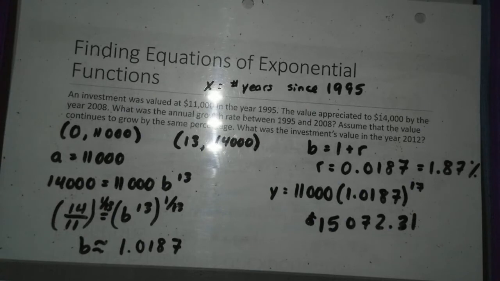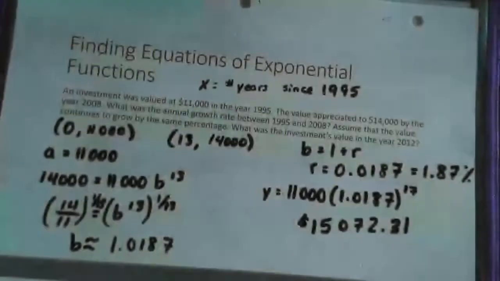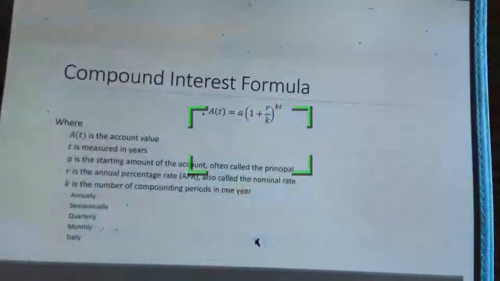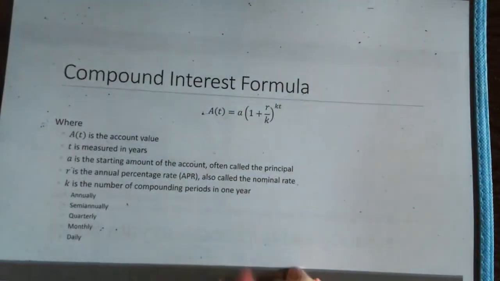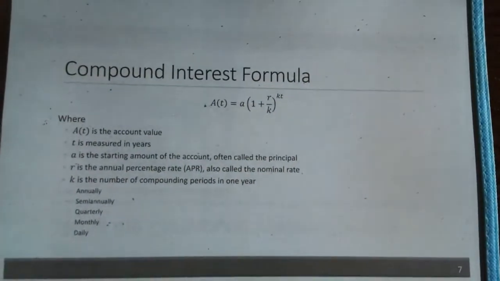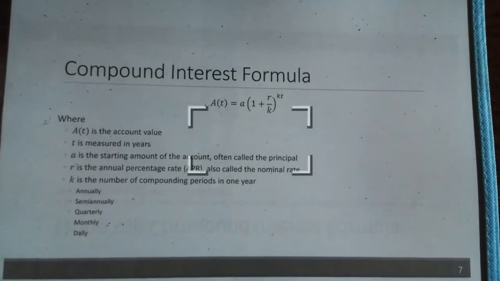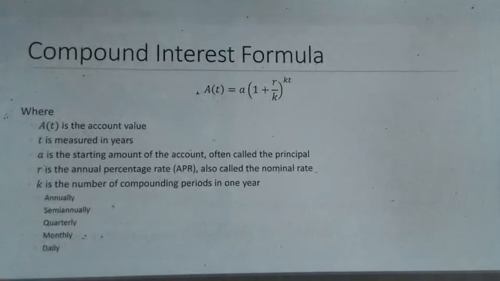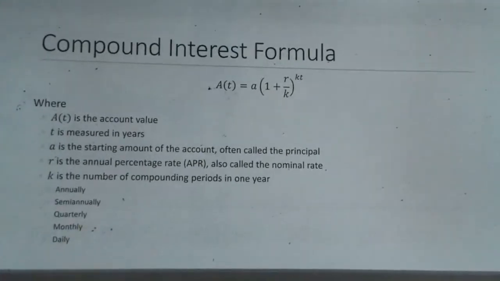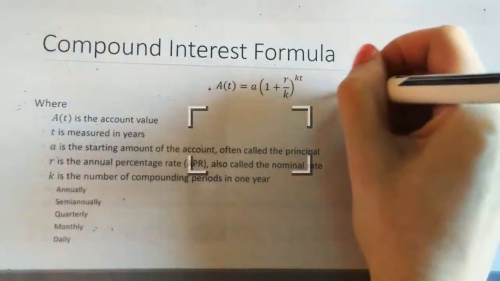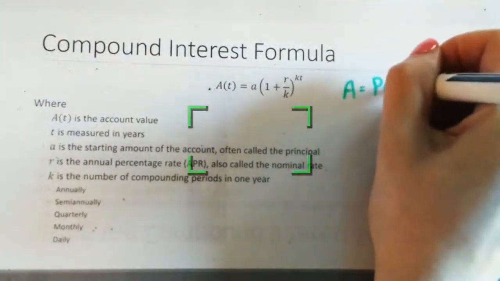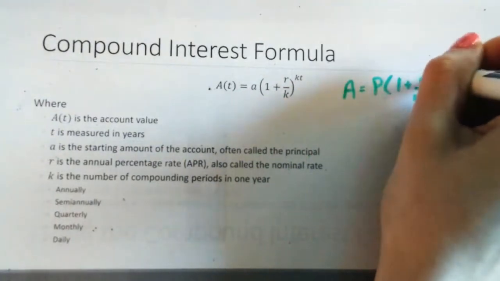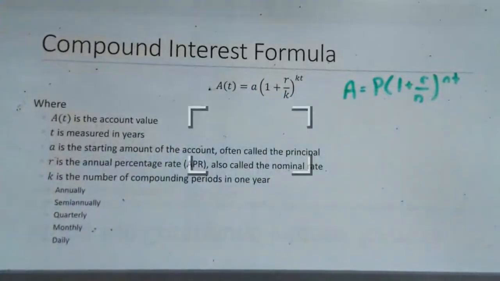All right, next up is the very classic exponential problem involving compound interest. And to use compound interest, we need the compound interest formula, which says A of t is equal to a times 1 plus r over k raised to the kt power. I've seen this formula written in other forms. You may have seen it as A equals P times 1 plus r over n raised to the nt power. It's the same formula, it's just using different variables.